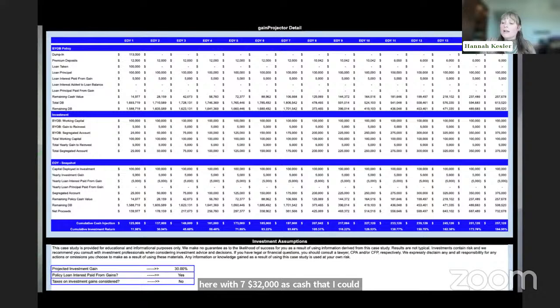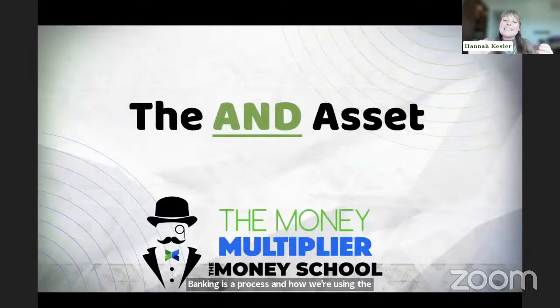This is what I'm talking about, that banking is a process. It's not a product. Banking is a process in how we're using the money within our own family banking system. It's the and asset. Because y'all, I'm not going to take my money and say, hey, I'm going to go and do this Forex trading fund or go put my money into the policy. No, it's the and asset.